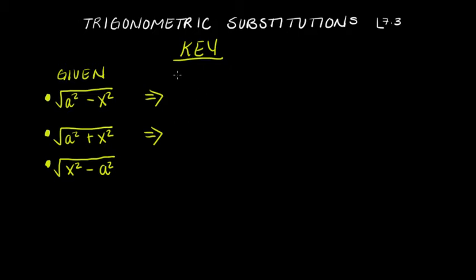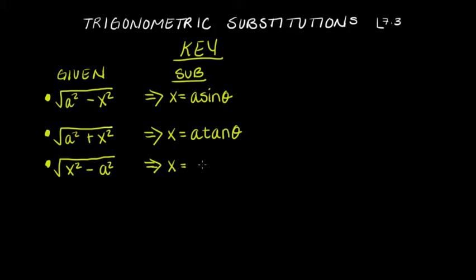Okay, so the second one is our substitution, what you will actually be substituting in the place of what you're given. So whenever we have the square root of a squared minus x squared, we are going to replace x with a sine theta. Moving on to the square root of a squared plus x squared, we're going to substitute a tangent theta. Lastly, x squared minus a squared will give me a secant theta.